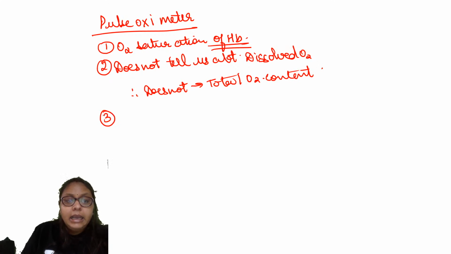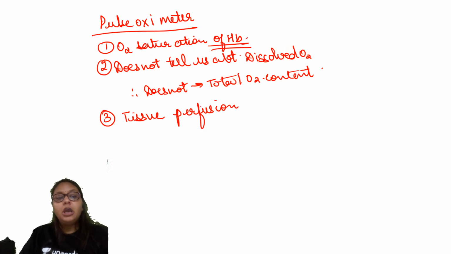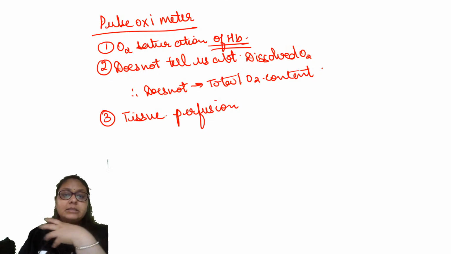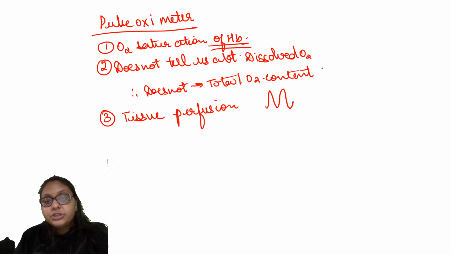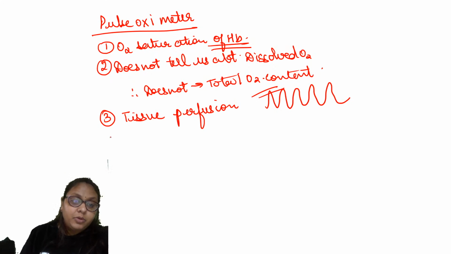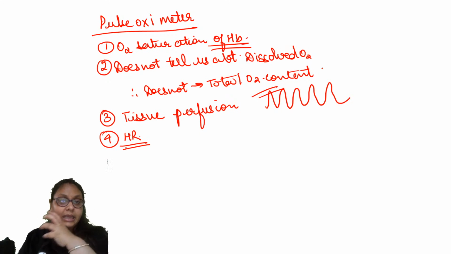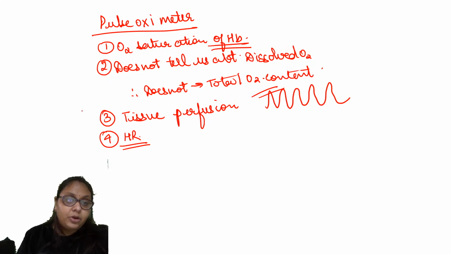Thirdly, it tells us about the tissue perfusion. How is the tissue perfusion? Because it is able to differentiate between the pulsatile flow and the non-pulsatile flow through a graph which is known as a plethysmograph. It also tells us about the heart rate, which is displayed in the pulse oximeter. So these are the features told by pulse oximetry.